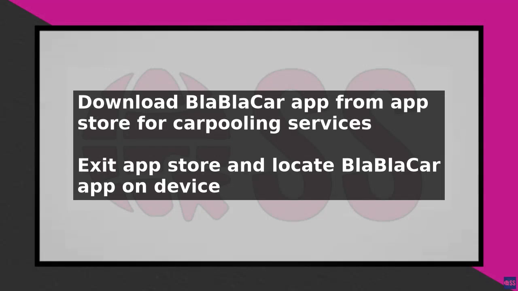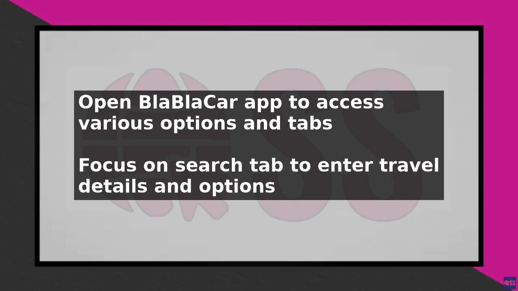To search for a ride, start by accessing the App Store and downloading the BlaBlaCar app, which offers carpooling and bus services. Once the app is downloaded, exit the App Store and locate the BlaBlaCar app. Upon opening the app, you will see various options, including search, publish your rides, inbox, and profile, with the search tab being the primary focus.